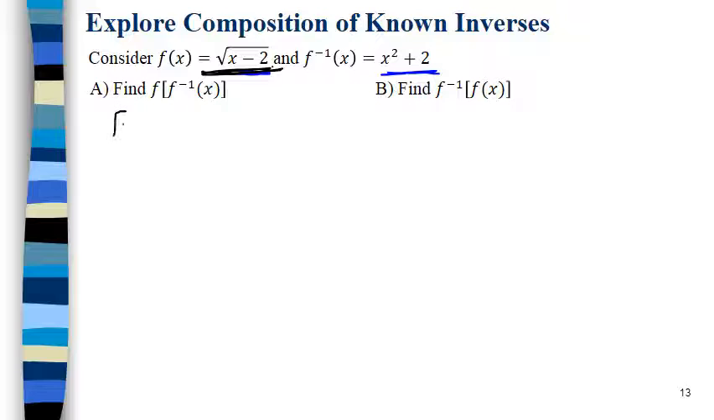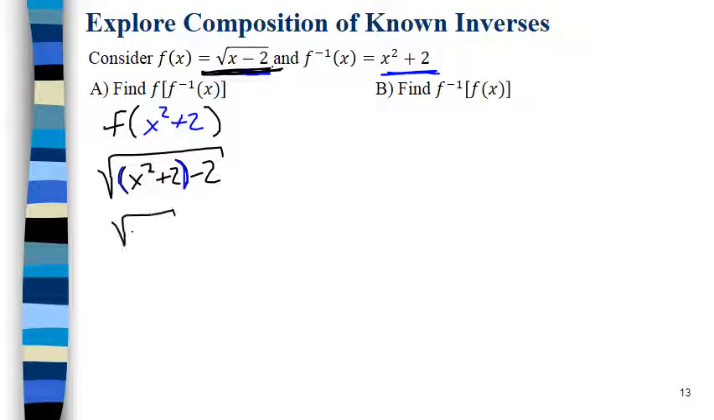So if I put in the inverse, which is x squared plus 2, as an input in the original function, that is I take the square root of x squared plus 2 minus 2. So I put in what was my input. Well, and I simplify. So 2 minus 2 is 0, so I'm taking the square root of x squared, which of course is x.